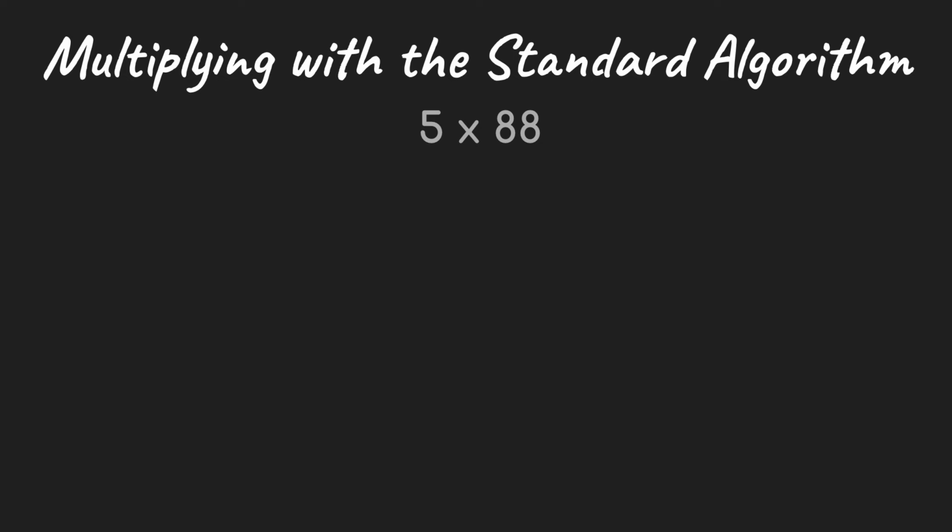All right, 5 times 88. I'm going to write my 88. I'm going to do times 5. It is beneficial, even though it doesn't matter which number we put on top or bottom, to put the one with fewer digits on the bottom. So 5 has fewer digits than the 88. It just makes it easier. You can certainly do it the other way, but it's a little confusing.